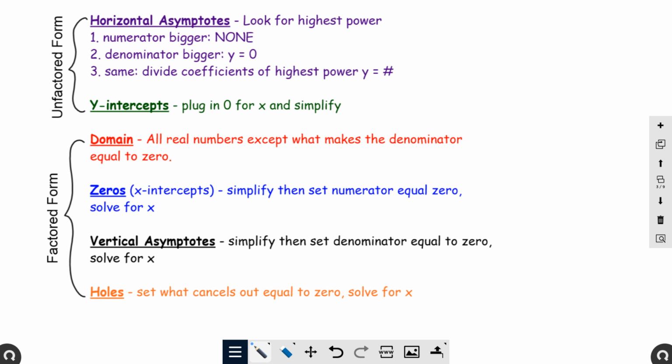Once you get your slip of paper, you might want to write those words that I have written to the side: unfactored form and factored form. You're welcome. There you go. The first two are best figured out in unfactored form, and then the last four you really need in factored form to figure out.